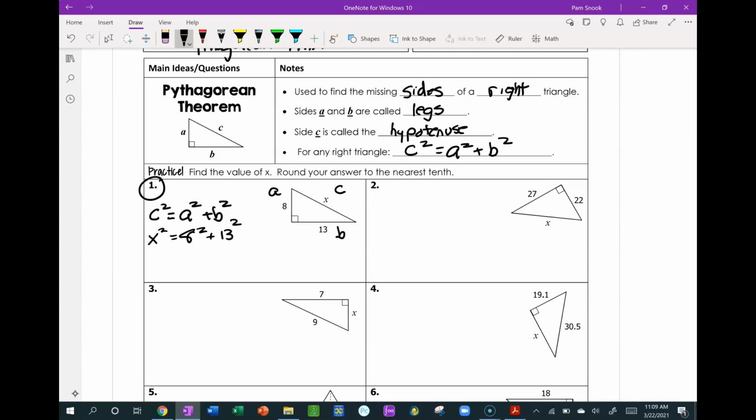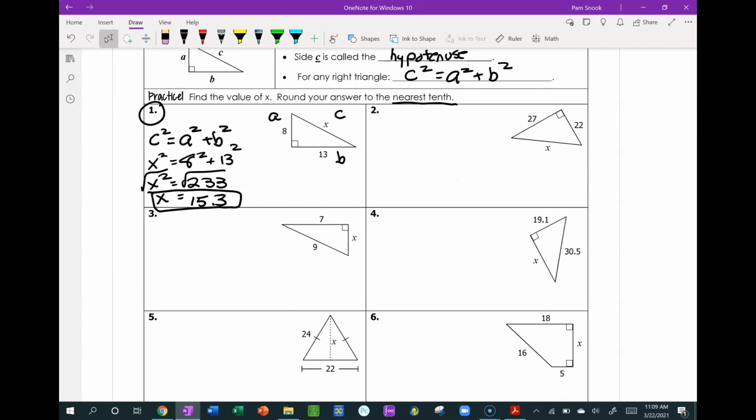And so literally just grab your calculators and take 8 squared plus 13 squared. I got 233, so X squared equals 233. Now just hit your square root button. We have to take the square root of both sides to get X. So I square root my 233, and I got 15.26. It says round to the nearest tenth, so be careful of that. This is going to be 15.3. That's our first one.